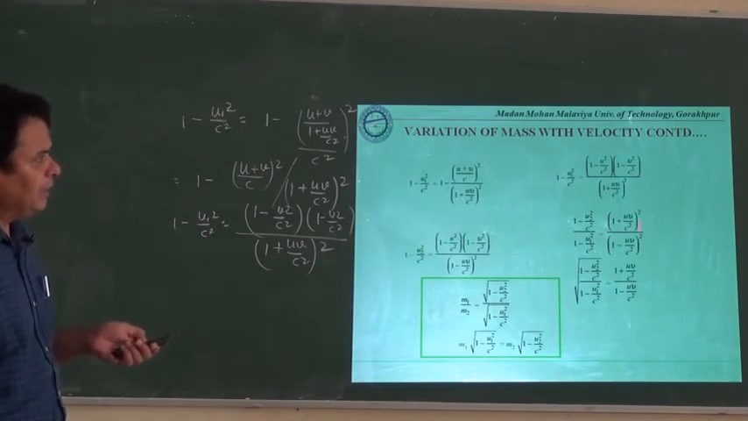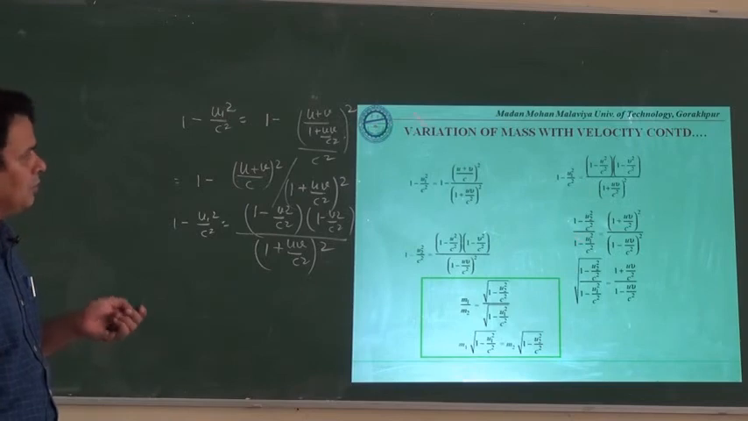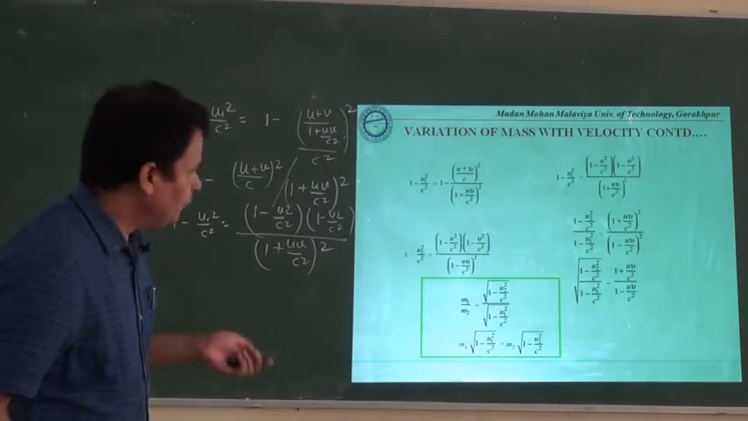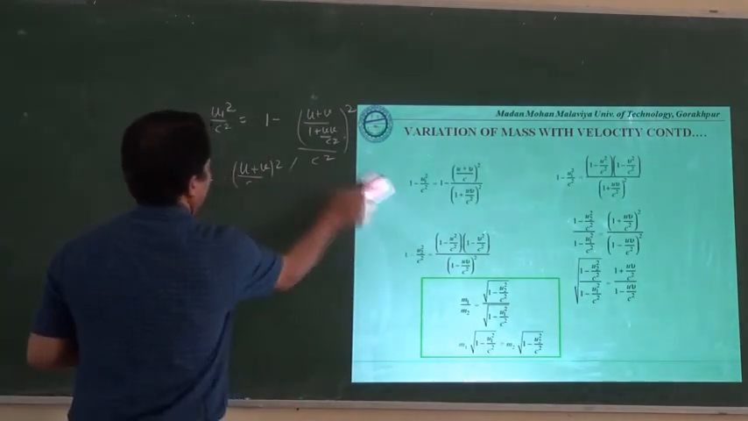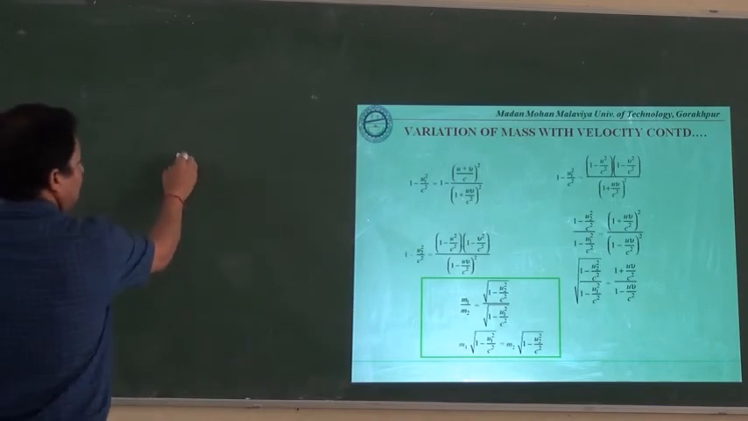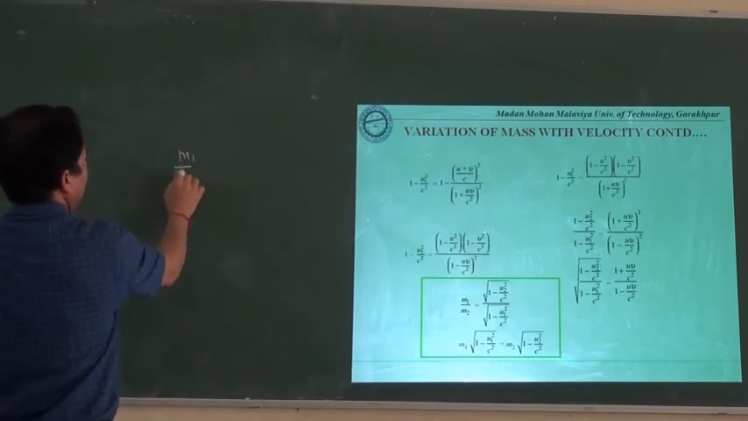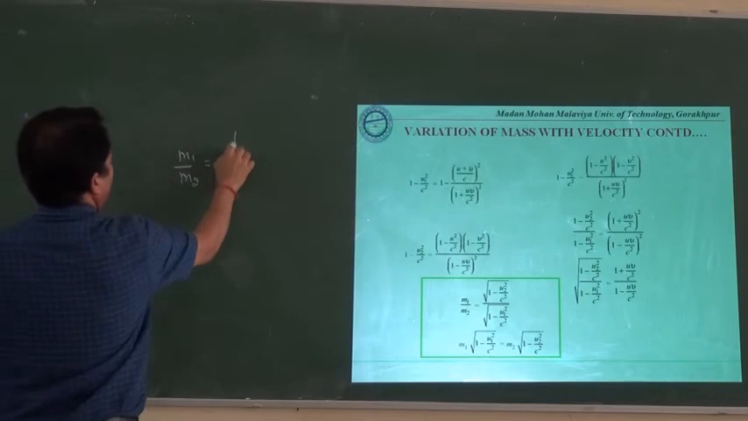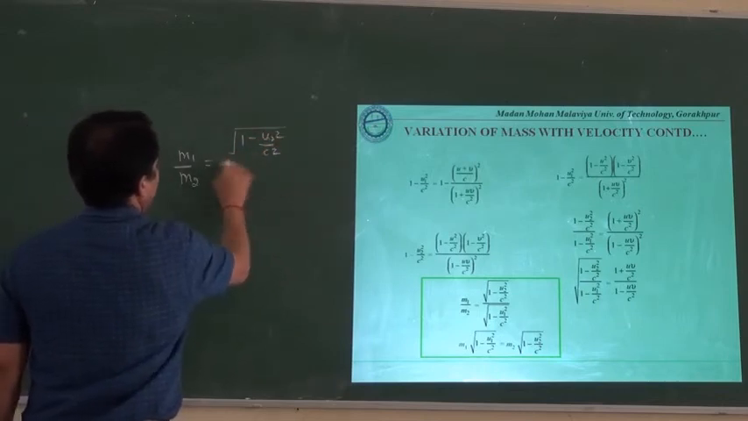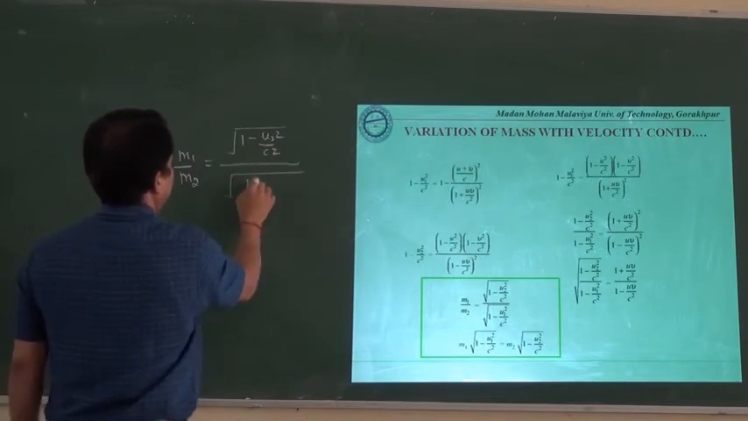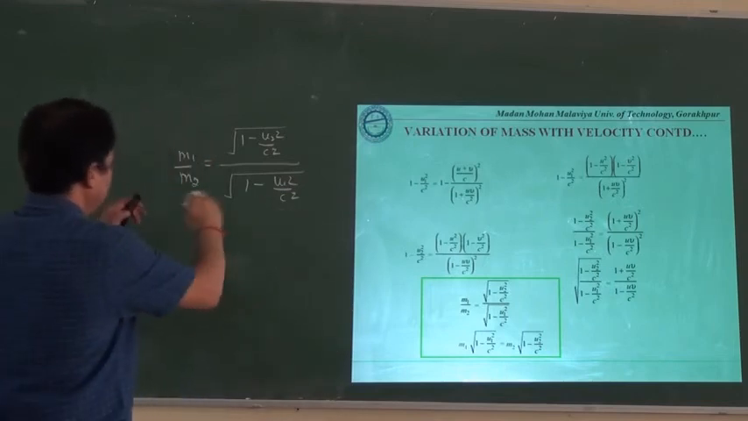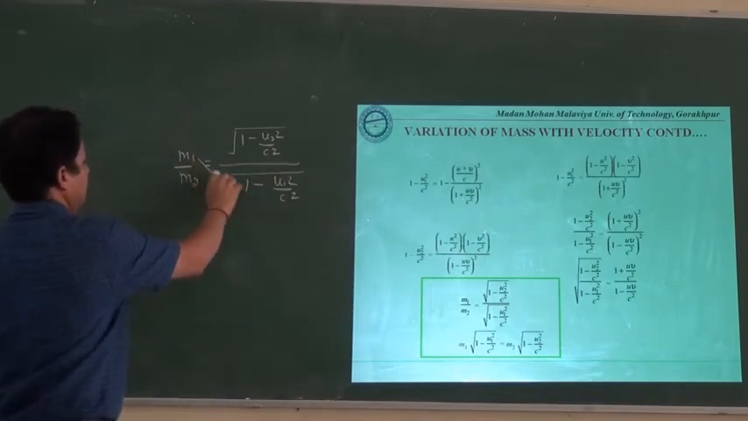And if we compare the right hand side to equation number 1, what I have already written there, then finally we will write this expression m1 upon m2. This m1 upon m2 will be equal to under root 1 minus u2 square upon c square, divided by under root 1 minus u1 square upon c square, and we will have to take the cross multiplication of this.